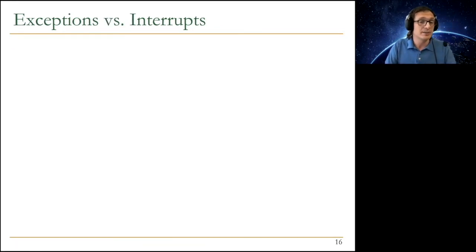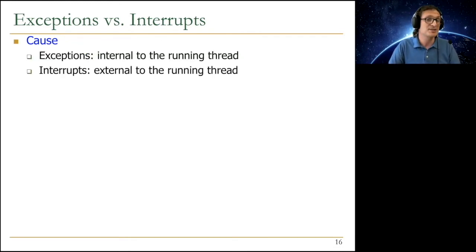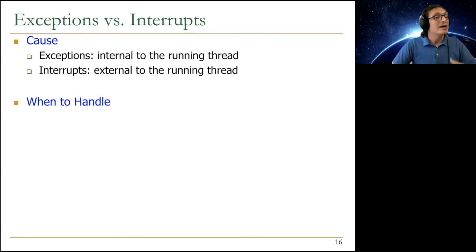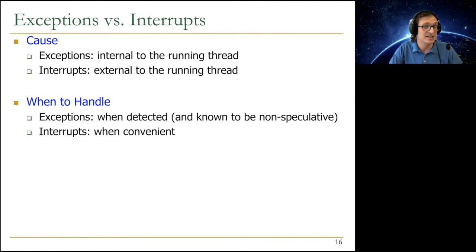So this is how interrupts and exceptions are handled in general. Now, let me go into a little bit more detail. This is general, of course, but there are differences. So exceptions and interrupts are different from each other in 4 different major aspects. Cause is the key. Exceptions are internal to the running thread. Interrupts are external. And hopefully we've nailed that. As a result of this, when to handle them differs. So exceptions, for example, when you detect them, you got to handle them in general. And of course, the exception is known to be real, meaning non-speculative.